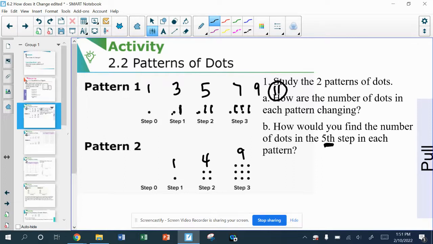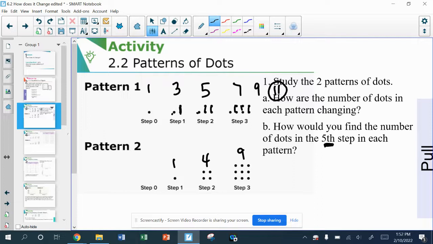So that's 6 plus 1 more is the 7. So for the 5th step, I would have 5 of those groups of 2 dots plus the 1 extra. That's how I could get the 11 that way. Looking at pattern 2, and actually I should go back for a second. On pattern 1, step 0, I have 0 rows of those columns of 2. That's why there just isn't a column of 2 there.